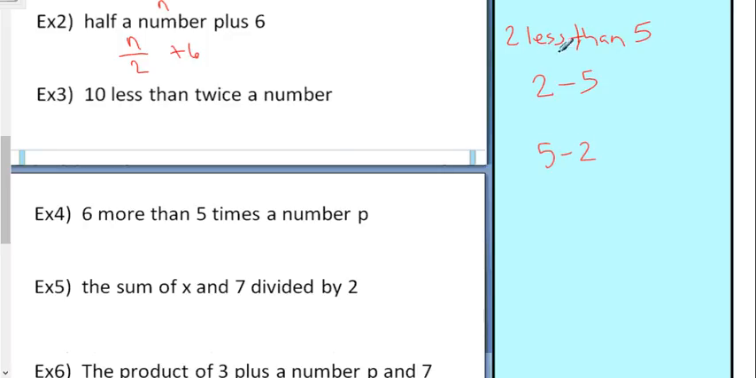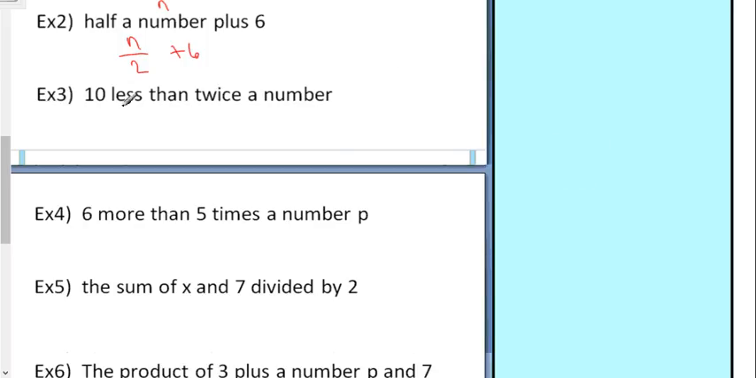So it's actually 5 minus 2. Be very careful with this. 2 less than 5 means you're taking 2 away from the 5. You're starting with 5 and you're taking 2 away. So it's this one, 5 minus 2.